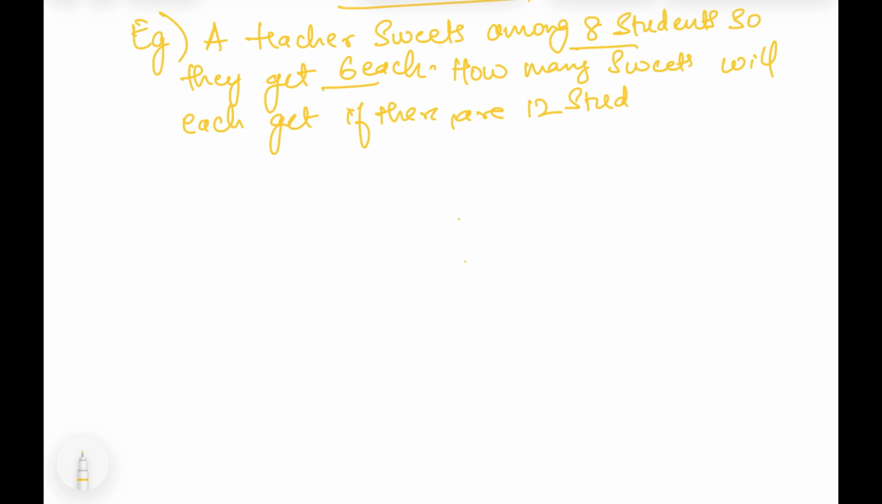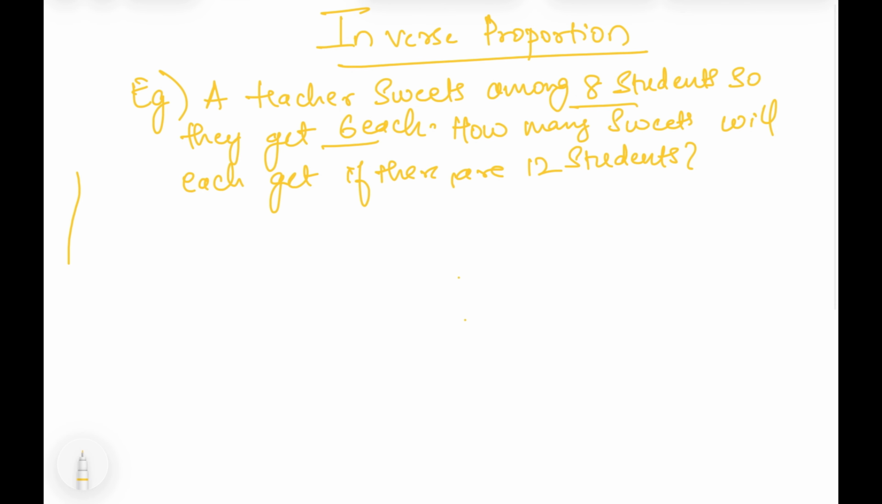Now that means first the number of students was less, right? But now the number of students is more. So what will happen to the number of sweets? First there were 8 students and they were getting 6 each. That means every student was getting 6 sweets. Now the number of students in the class has increased. Now there are 12 students. Now what will happen to the number of sweets?